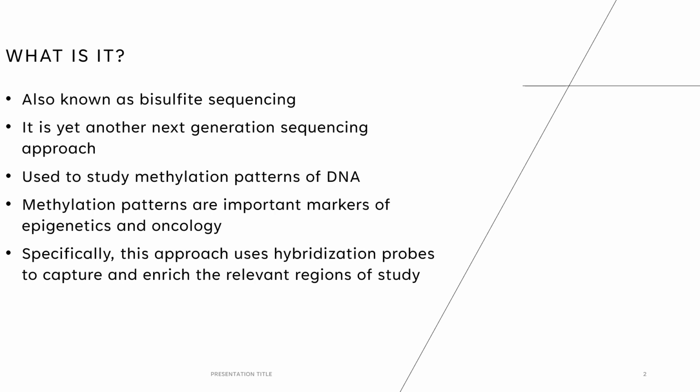For example, in epigenetics, we have a set of genes, and sometimes they can be turned on and sometimes they can be turned off, and methylation is what does that. Specifically, this approach uses hybridization probes to capture and then enrich the relevant regions of methylation that you want to use in the study.